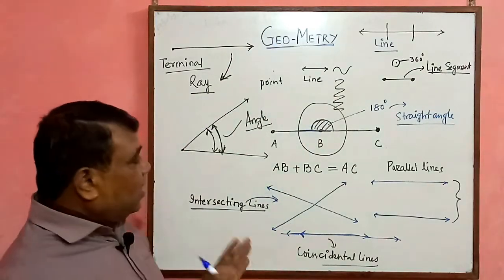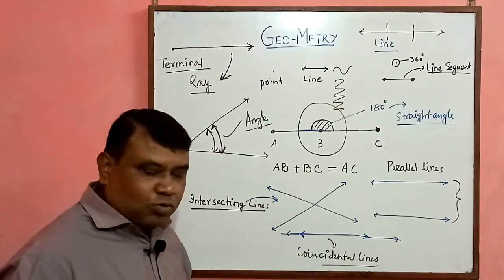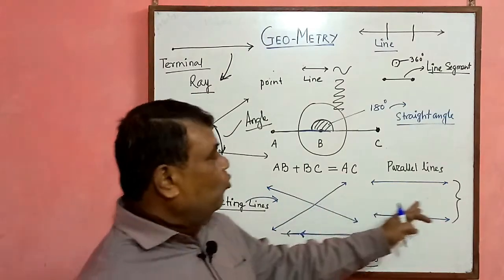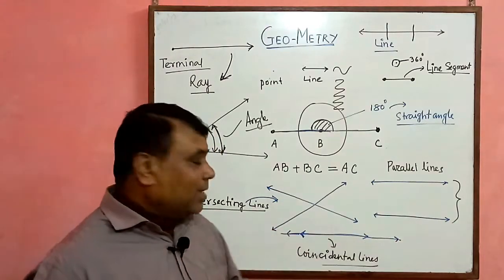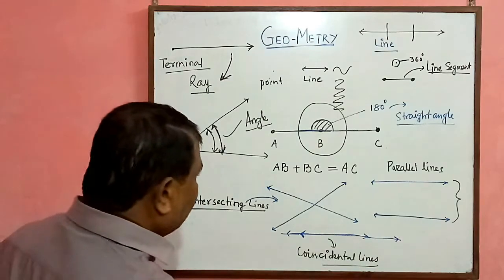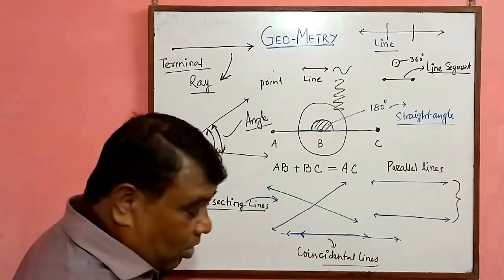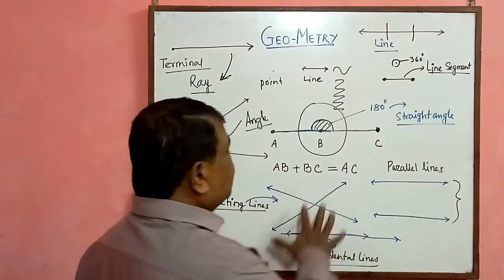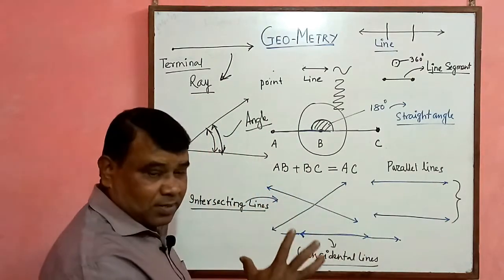So it is all about a line, and now we are discussing two lines. Two lines may intersect, two lines may move parallelly, and one line may move with another line, that is coincidental lines. This way we have three. Now here I will just discuss wholly about these two lines.